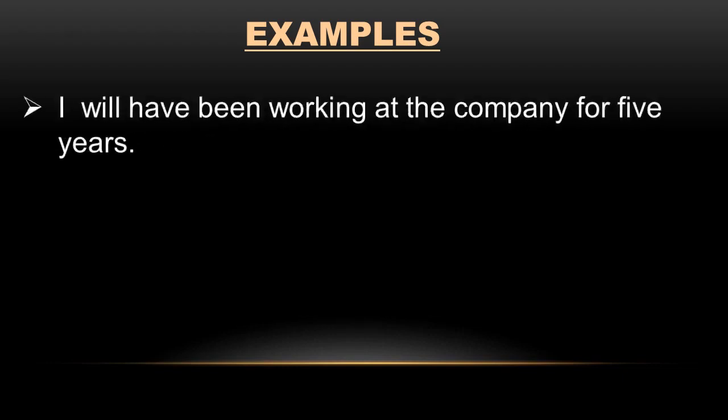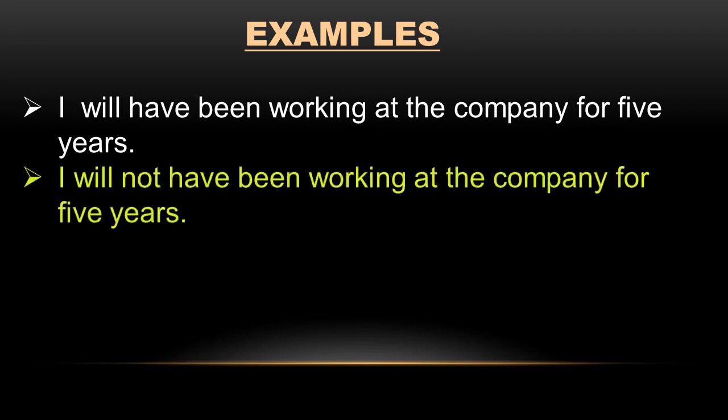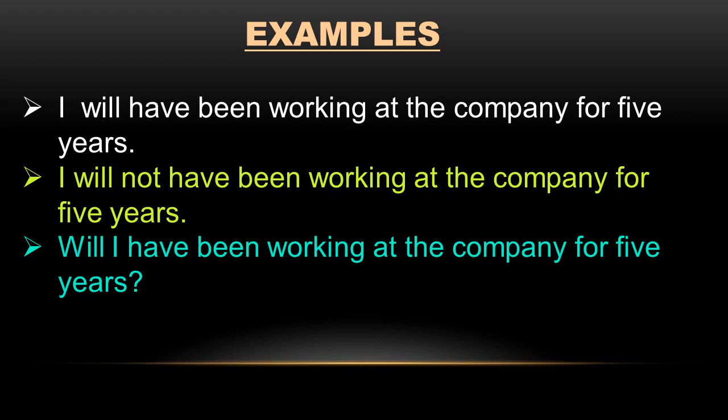Now let's discuss a few examples of this tense. First, I will have been working at the company for 5 years. Now in negative, I will not have been working at the company for 5 years. For interrogative, auxiliaries will come forward. Will I have been working at the company for 5 years? So they were the structure and examples of future perfect continuous tense.